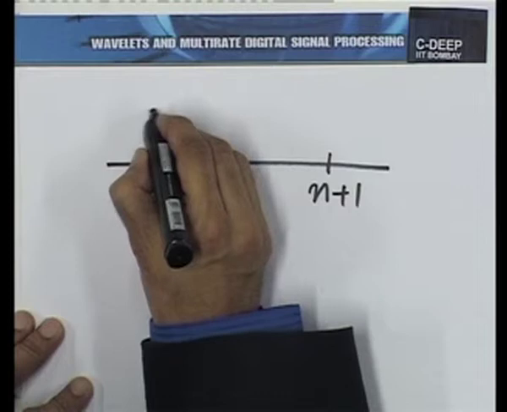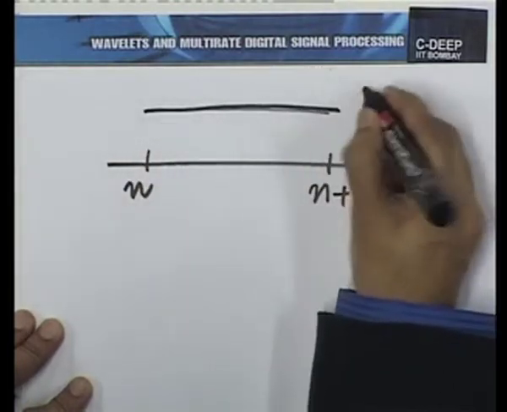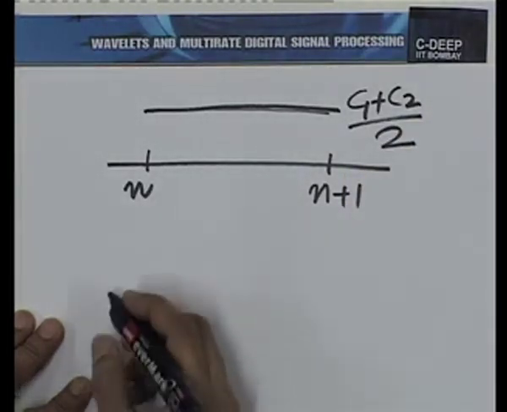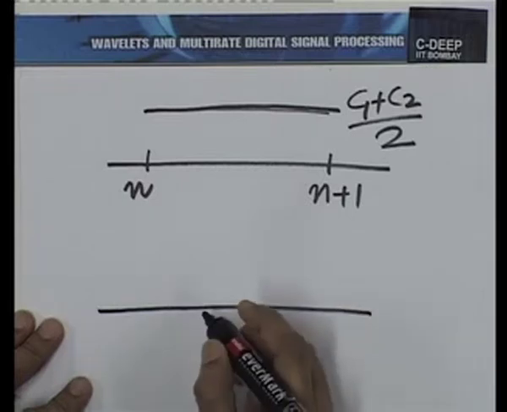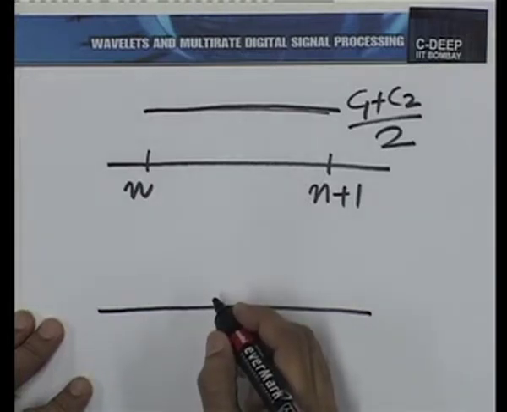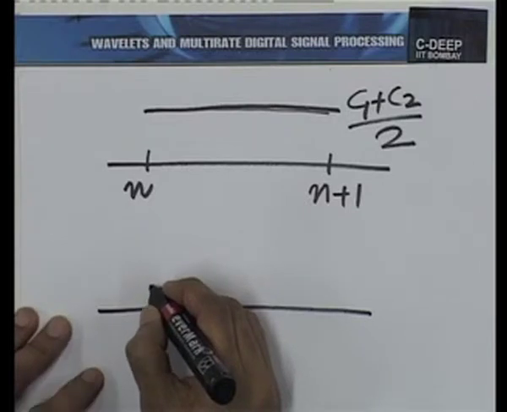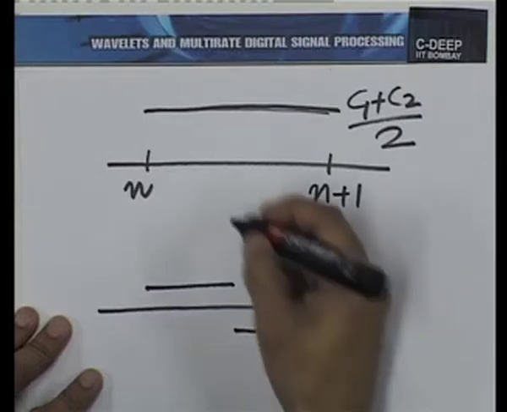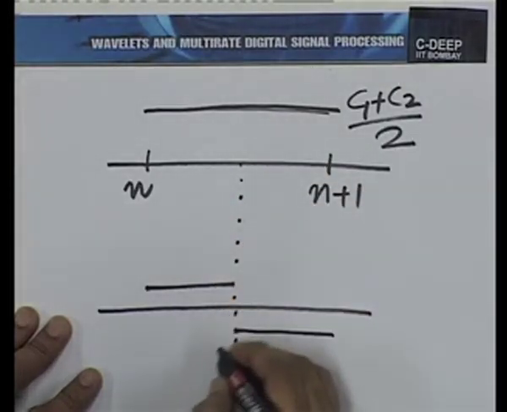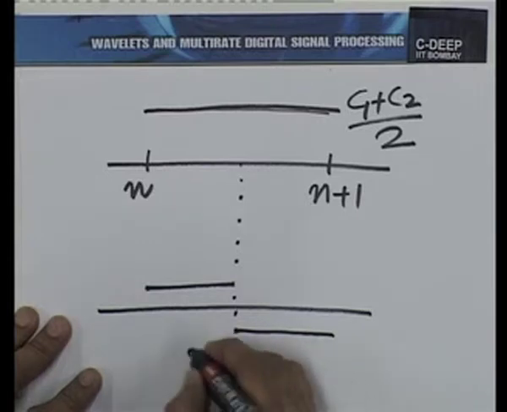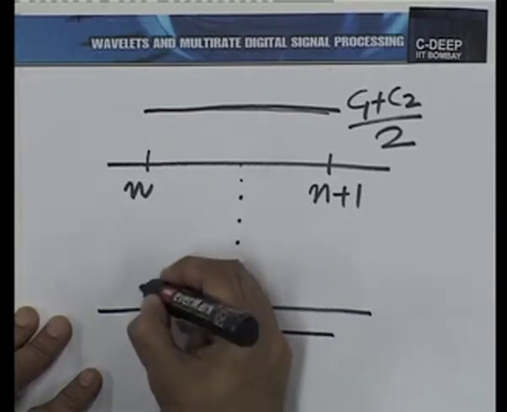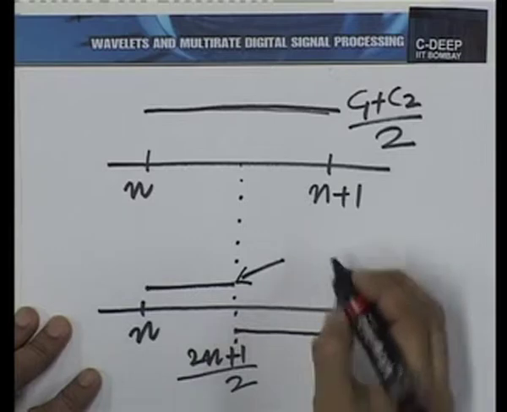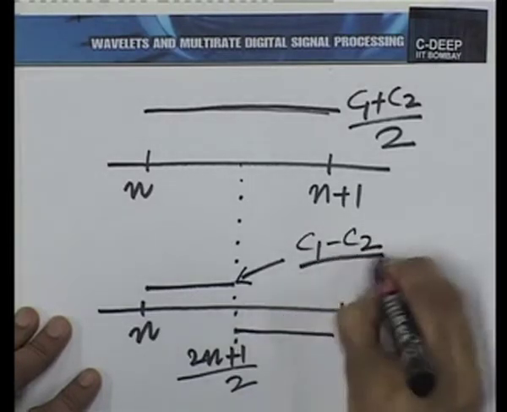C1 plus C2 by 2 over the interval n to n plus 1 plus the function C1 minus C2 over the first half interval and the negative of the same thing over the second half interval. So, if you take this point to be n plus 1 by 2, so to speak, the middle of the interval, then this height here is C1 minus C2 by 2.